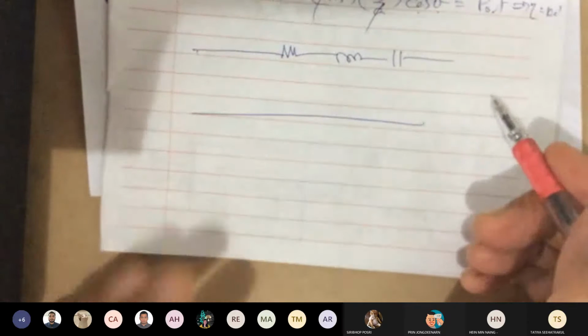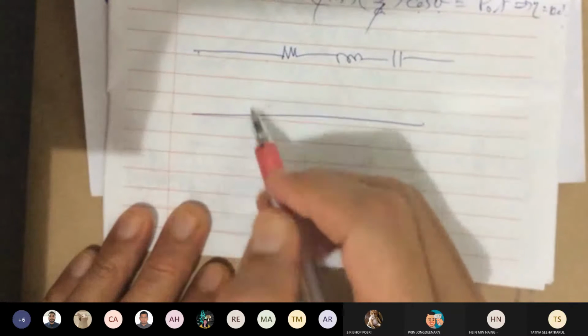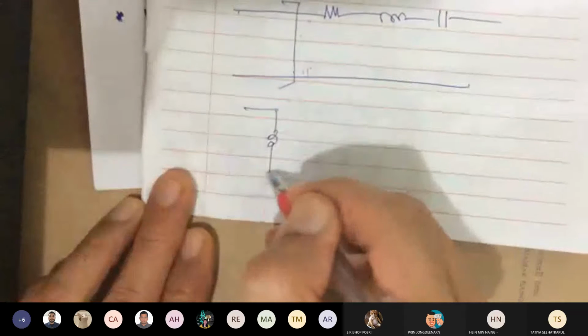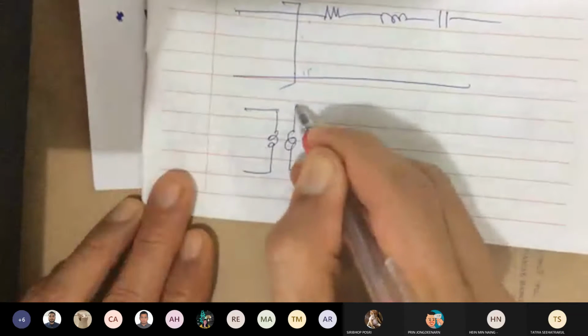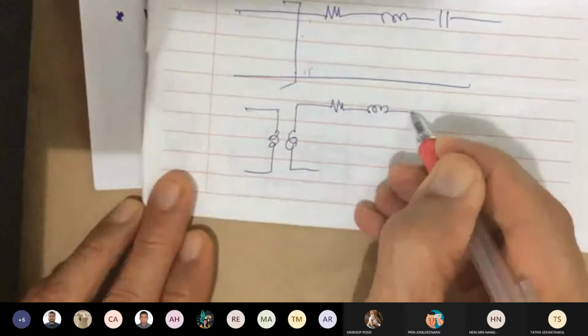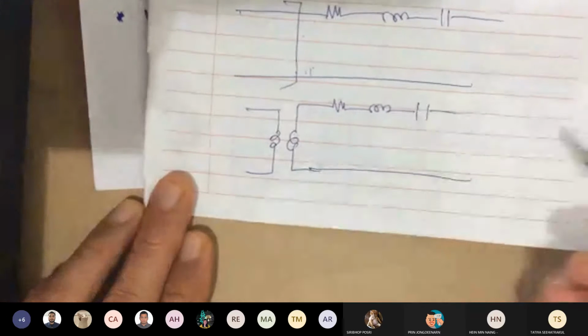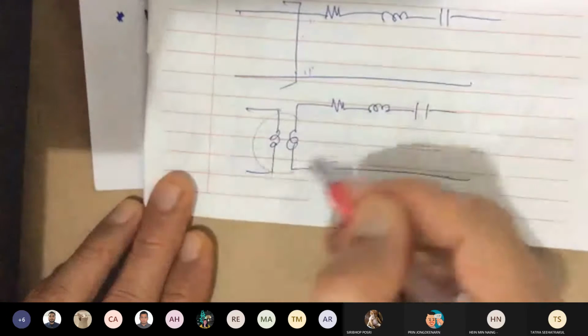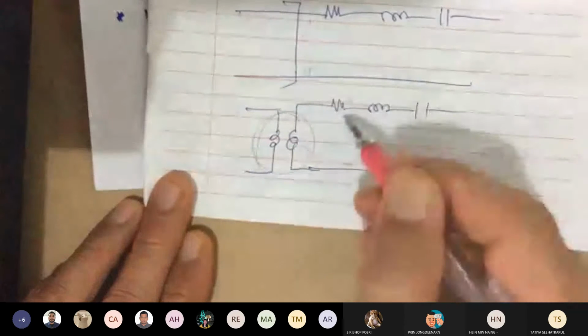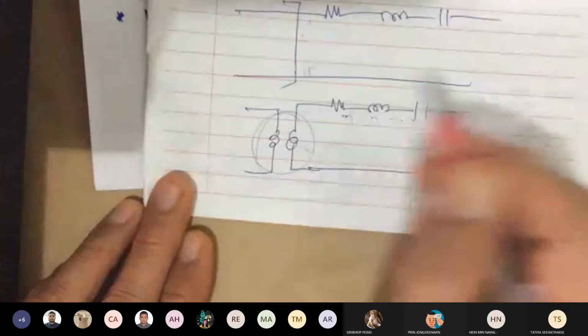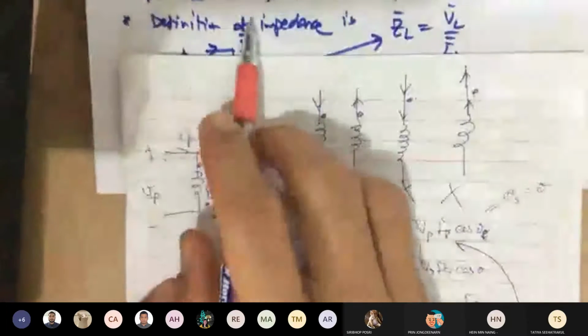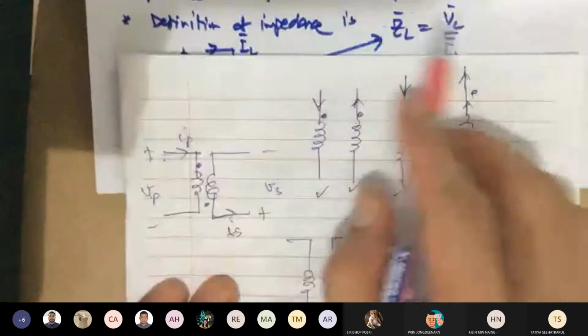Okay. Now, if I want to introduce a transformer in here between these two, it's going to be something like this. Okay. Would this affect the entire circuit? Does it have to change the numbers on this or not? And this is what we call impedance transformation through a transformer.